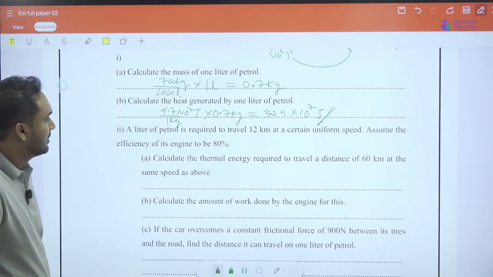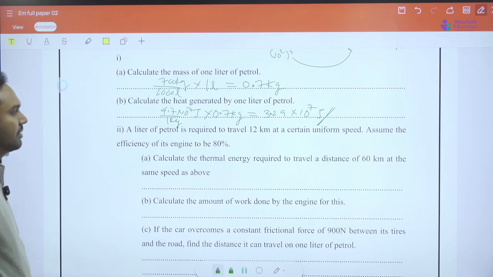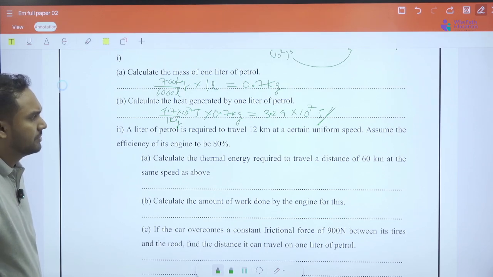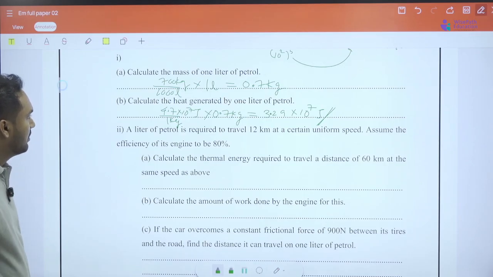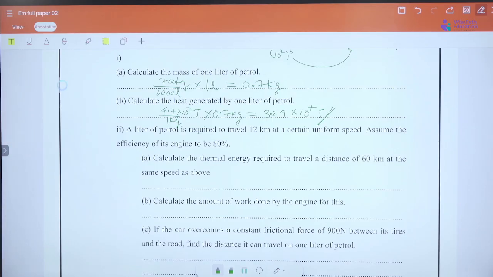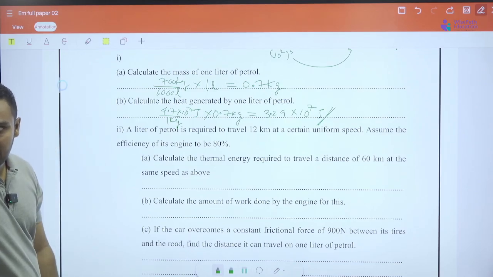So calculate the thermal energy required to travel the distance of 60 kilometers at the same speed as below. Now a liter of petrol is required to travel 12 kilometers, right? And the efficiency is 80%. Calculate the thermal energy required to travel 60 kilometers. Now they are asking for how much of the thermal energy is produced traveling 60 kilometers basically, right?